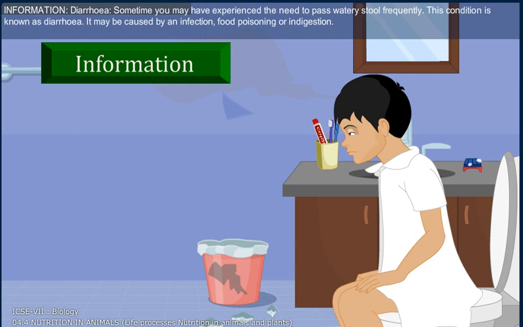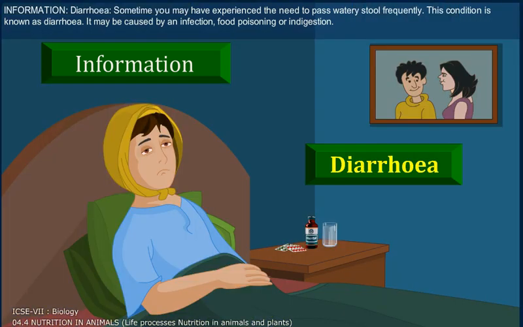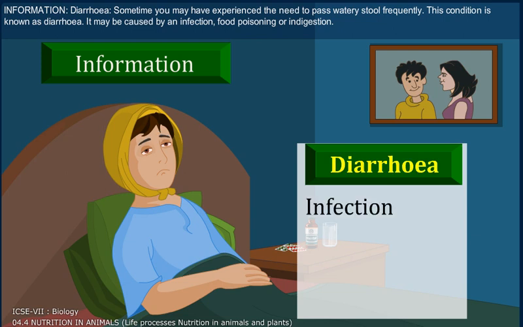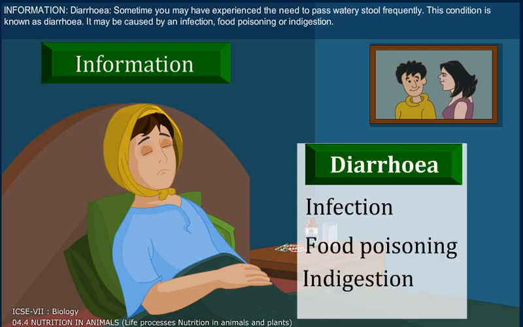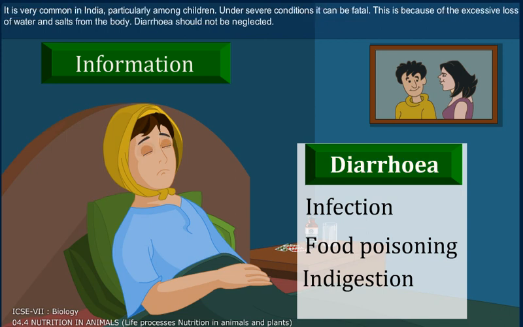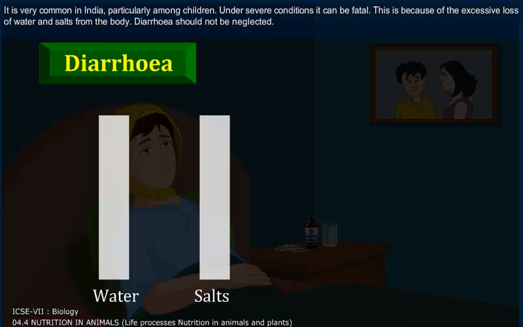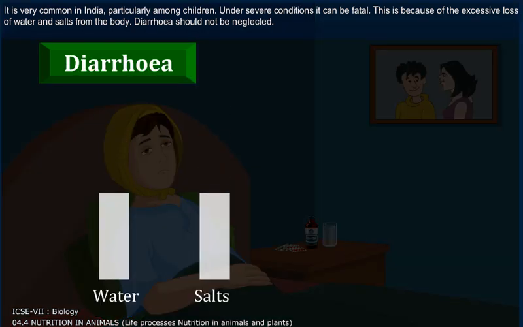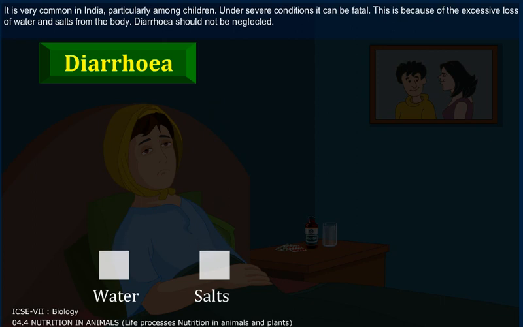Diarrhea. Sometimes you may have experienced the need to pass watery stool frequently. This condition is known as diarrhea. It may be caused by an infection, food poisoning, or indigestion. It is very common in India, particularly among children. Under severe conditions, it can be fatal. This is because of the excessive loss of water and salts from the body.